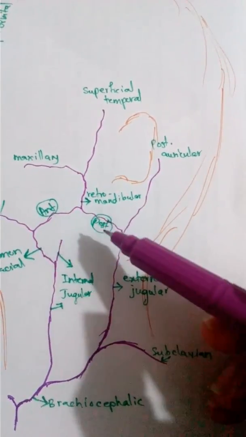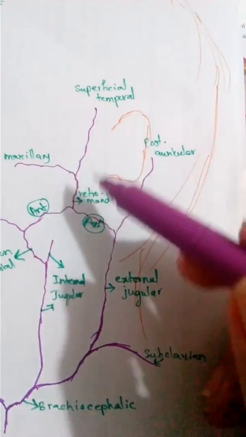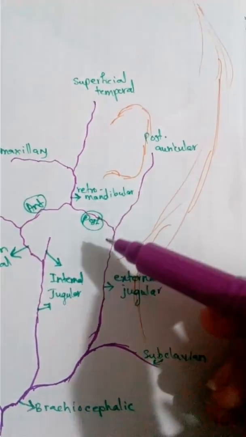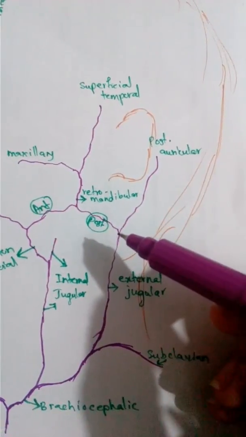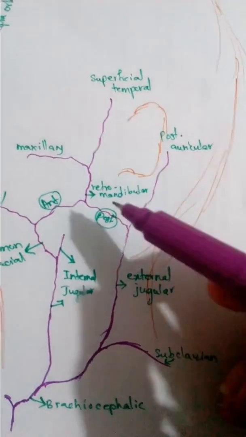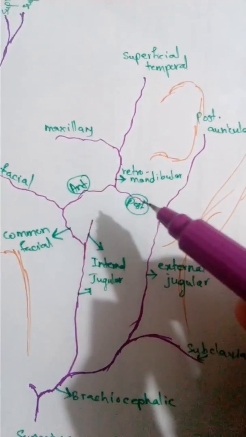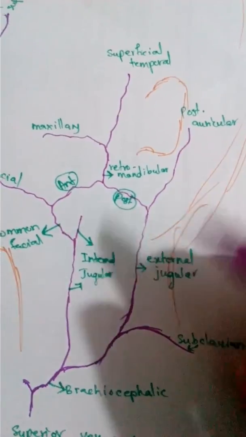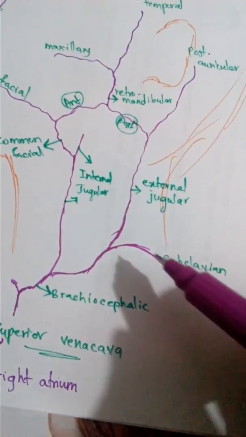Here, the posterior part of the retromandibular vein comes behind the auricle, that is the ear, and joins the posterior auricular vein. The posterior auricular is coming from behind the ear, and it joins the posterior part of the retromandibular vein. It is called retromandibular because it is near the mandible. So they both join and form the external jugular vein. Now the external jugular vein drains into the subclavian vein.